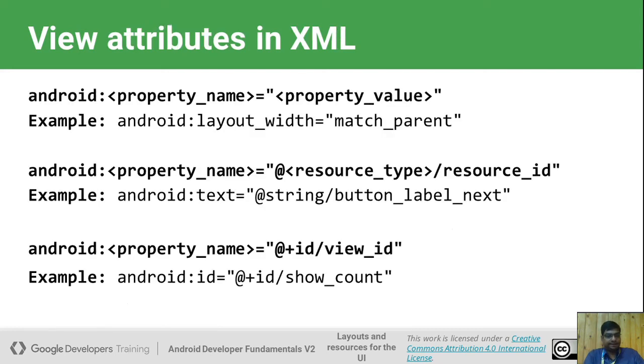Next is view attributes in XML, that is the example. It is the syntax to change any attribute in XML code. First is the property name and second is the property value. Android is compulsory if you want to use the default Android attributes. It is not compulsory otherwise. If you want to use an Android property which is given with the default layout, then you use Android. Okay, next is Android text and Android ID.